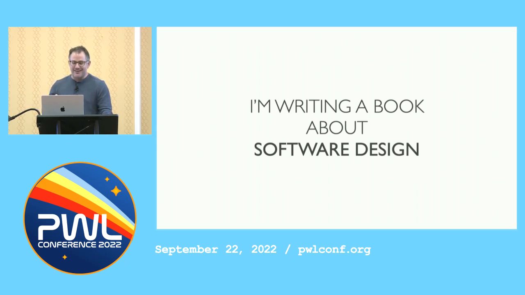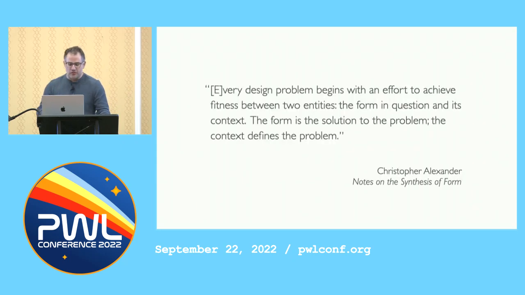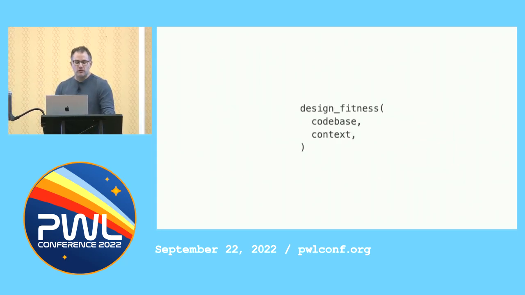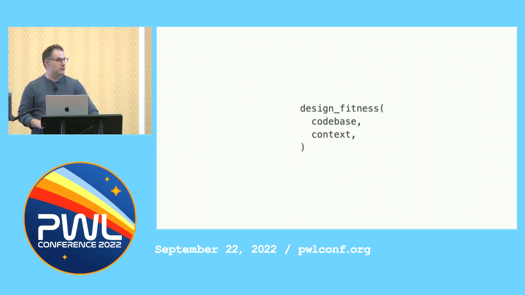This is not, I think, an easy question to answer, but a good place to start is trying to define what design is. And the best definition that I'm familiar with comes from Christopher Alexander, who says that every design problem begins with an effort to achieve fitness between two entities, the form in question and its context. The form is the solution to the problem. The context defines the problem. So for our purposes, we are trying to judge how well designed our software is, and we're considering two things, our code and the context around that code.